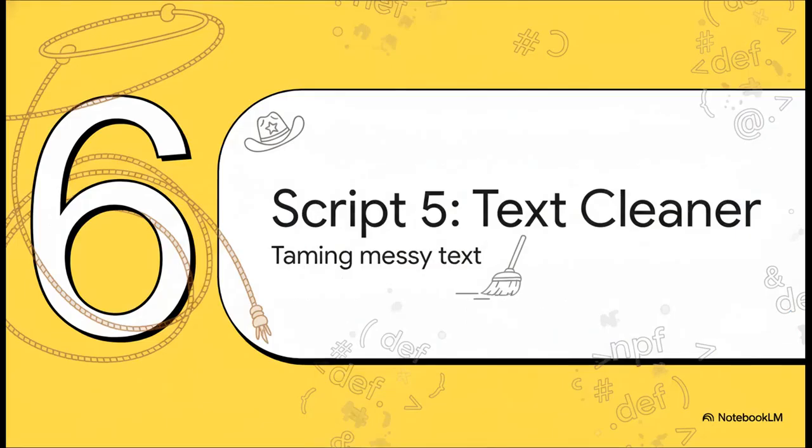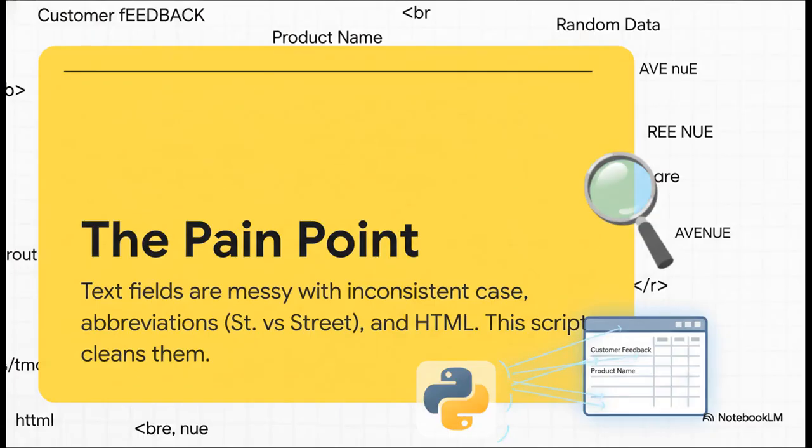And that brings us to our 5th and final script. This one is designed to tame the wildest part of any dataset, the messy, unstructured text fields. This is the text data cleaner. Let's be honest. Text data is the Wild West. It's just a free-for-all. You get New York, and New York all in the same column.